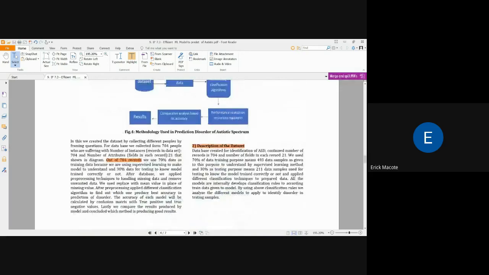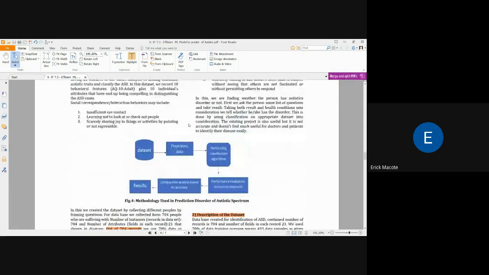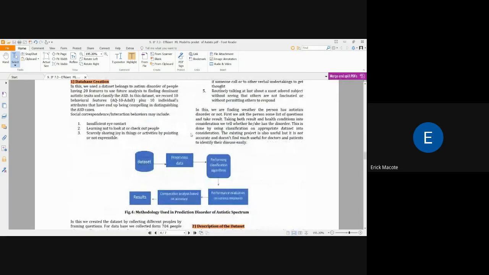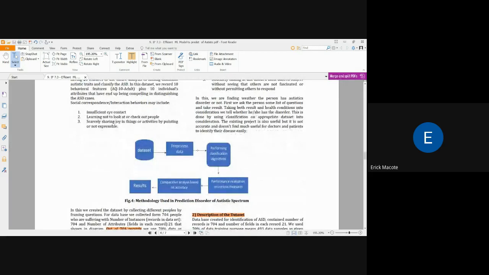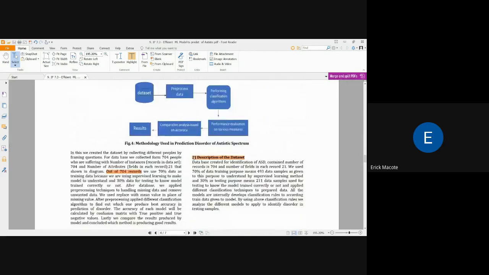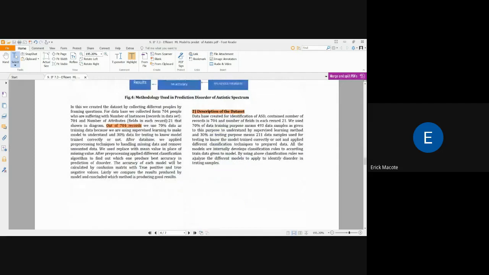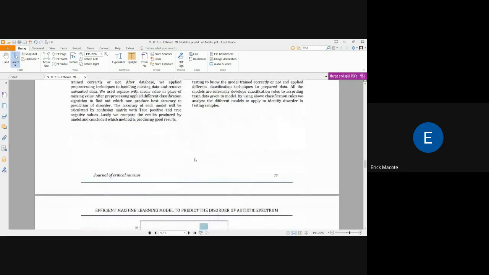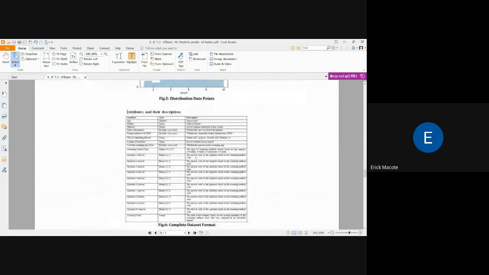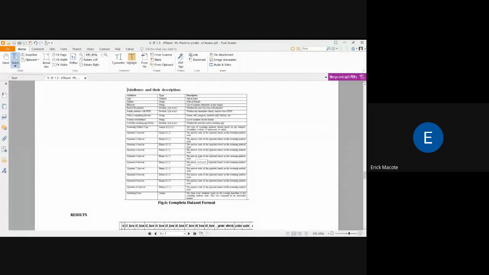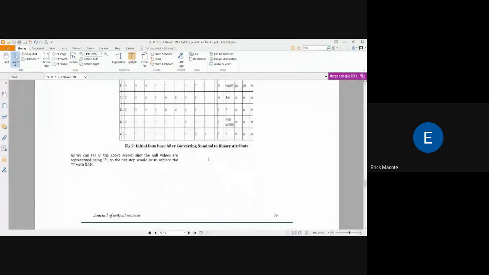After getting the database, preprocessing techniques were applied to handle missing data and remove unwanted data. Finally, a comparison was made of the results produced by each model, and it was concluded which method produces better results.